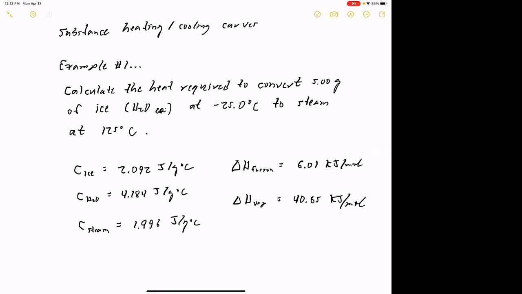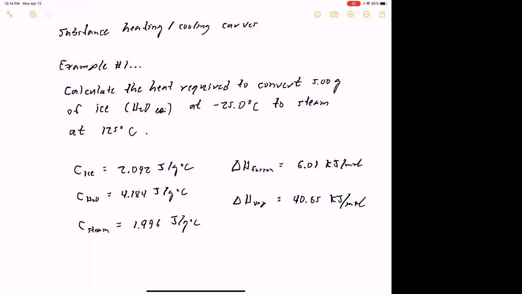So let's see how that's encompassed in this first and only example that we're going to do today. Example number 1 says that we want to calculate the total heat required to convert 5.00 grams of ice, that's the initial state of the water, at minus 25 degrees Celsius. If you have water at minus 25 degrees Celsius, it's ice. And we want to take that all the way to steam at a temperature of 125 degrees Celsius.